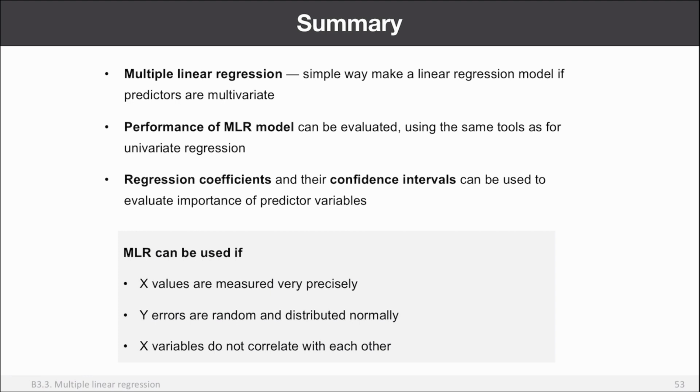Well, MLR has its limitations. First of all, we assume that X values are measured precisely, and then Y errors, the measured errors in Y, they are random and distributed normally. That's why we check normality of residuals, okay? And one important thing is that X variables do not correlate with each other. That's important to account for. And it's important to test if indeed X variables do not correlate with each other, because otherwise you will have what is called a collinearity problem.